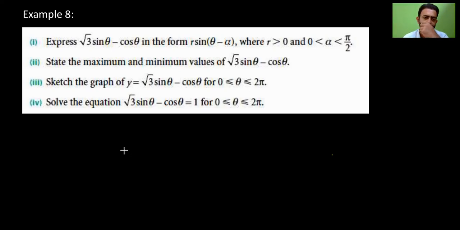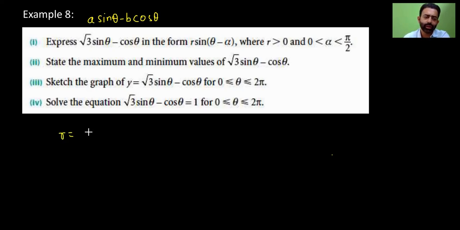Now let us solve some questions on r cos(theta plus alpha) and r sin(theta plus or minus alpha) forms. It says that we have to express root 3 sin theta minus cos theta in the form of r sin(theta minus alpha), where r is greater than 0 and alpha should be between 0 and 90 degrees. So, as I said, this is written in the form of a sin theta minus b cos theta, right? So this value of a and b you can use in r.